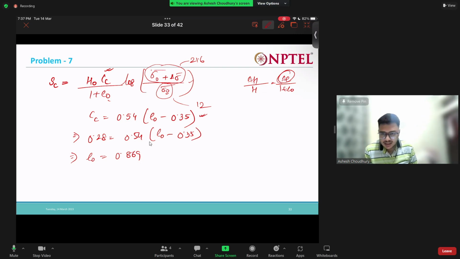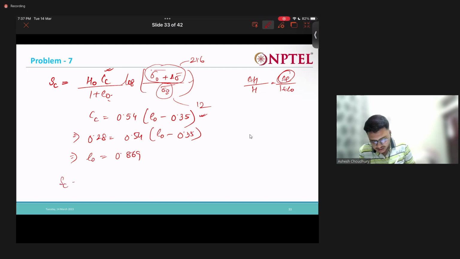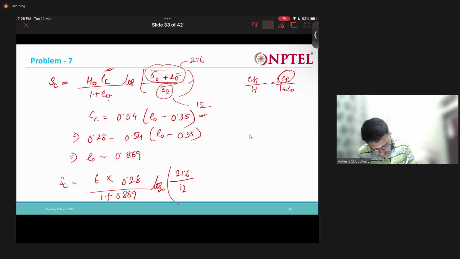Now I can put in all the rest of the values I know, so I can find the settlement. What is my H naught? Nothing but the thickness, which is 6 meter. What is my Cc? 0.28. What is my e naught? 0.869. Then log of 21.6 divided by 12. Please calculate this one. How much settlement? Let us see.